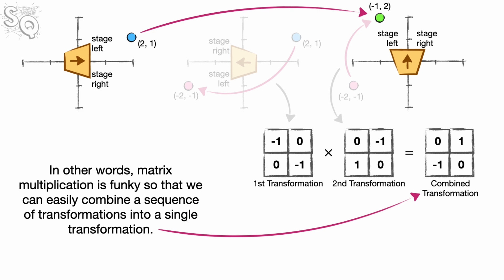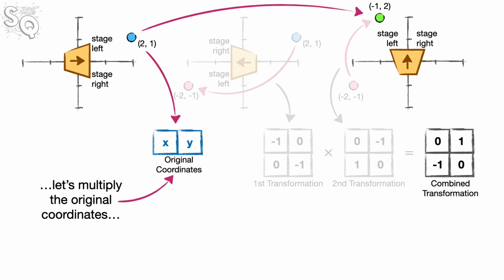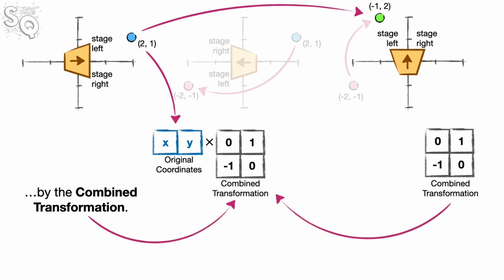In other words, matrix multiplication is funky so that we can easily combine a sequence of transformations into a single transformation. To convince ourselves that we can use the combined transformation to transform the original point to the newest point without having to do the intermediate steps, let's multiply the original coordinates by the combined transformation.